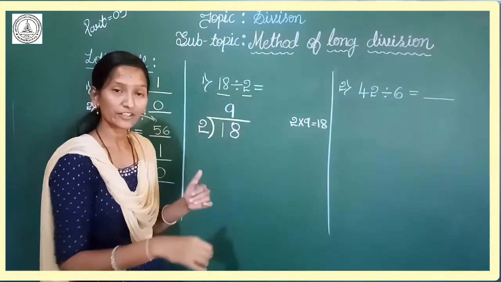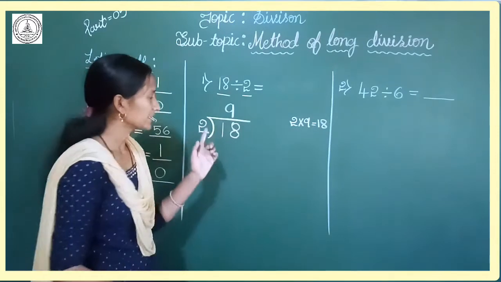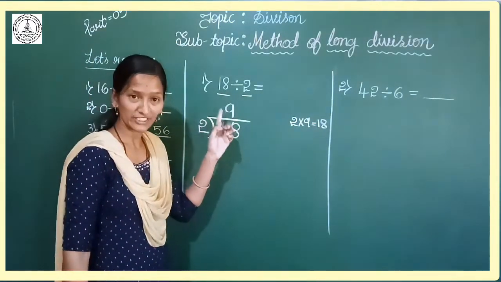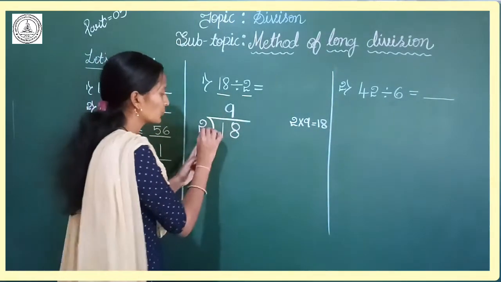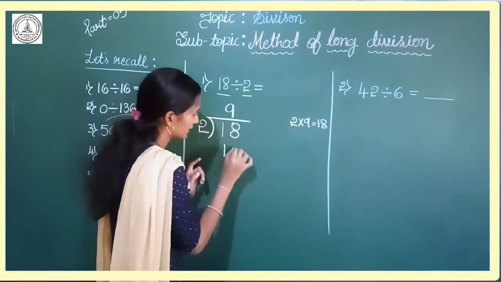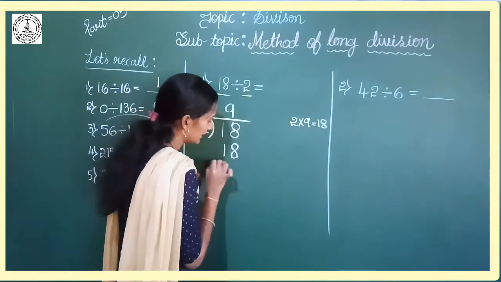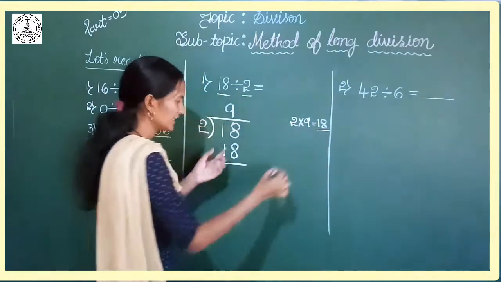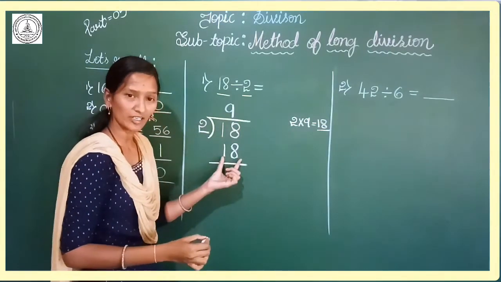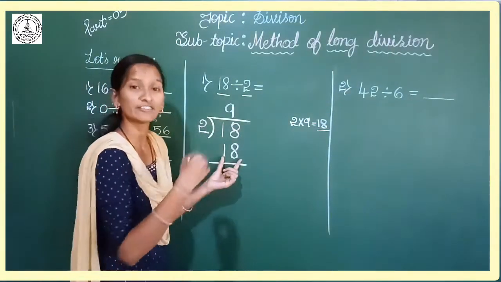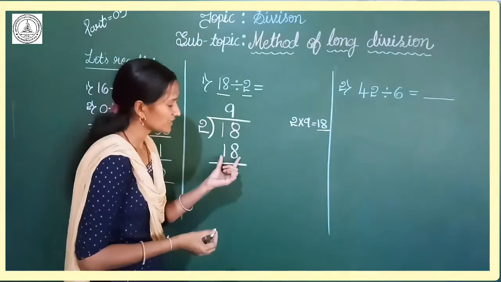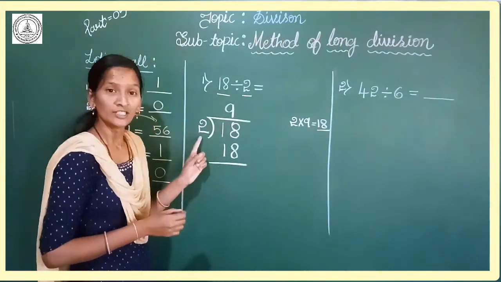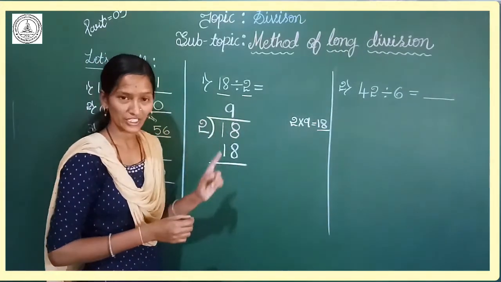So next, what can we do? So multiply the divisor and this quotient. This is the answer, right? So 2 9's are 18. So write down this 18 here. Write this 18 below the number 18, means below the dividend, right? So this 18 is the product of divisor and the quotient, right?